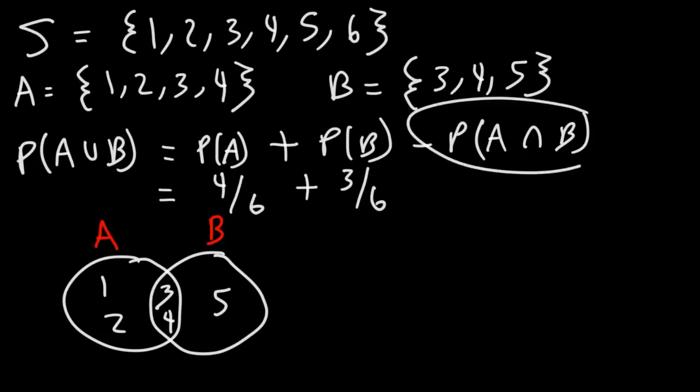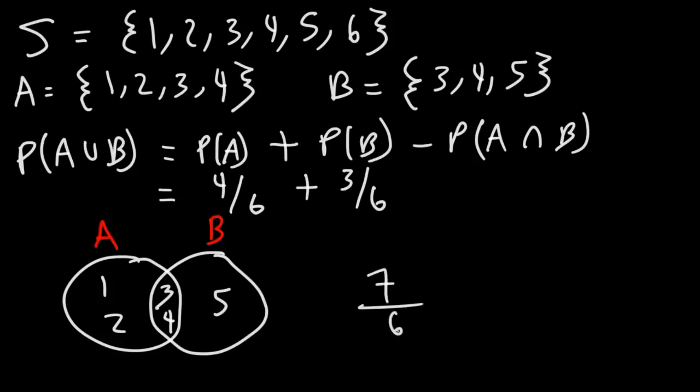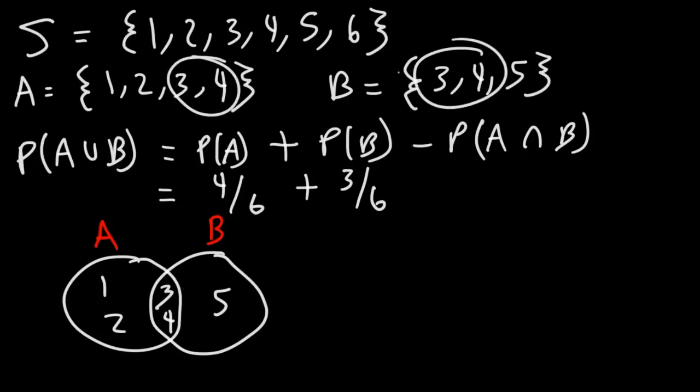If we were to ignore this part of the equation, notice that if we add these numbers, this would be 7 out of 6. And this is not possible. The probability of any event occurring cannot be more than 1. It can't be greater than 100%. So that's why this part of the equation has to be there. We have to deduct the events that occur in common. Otherwise, we'll be counting 3 and 4 twice.